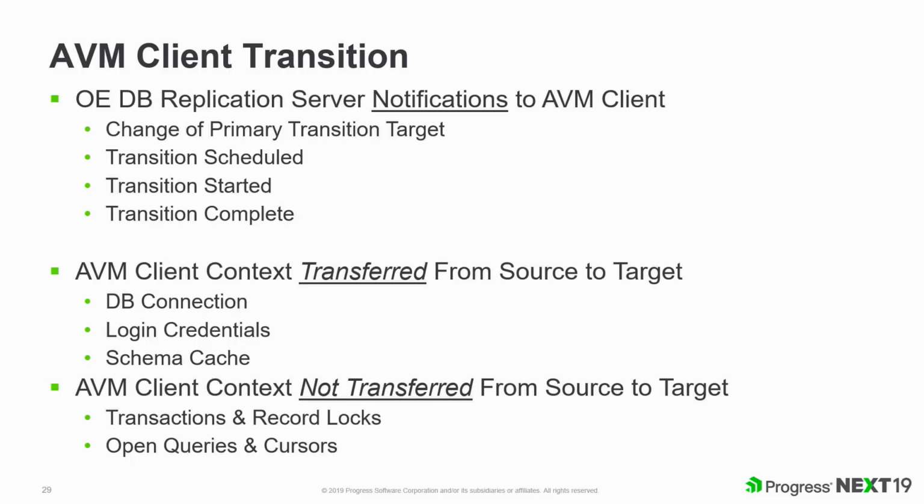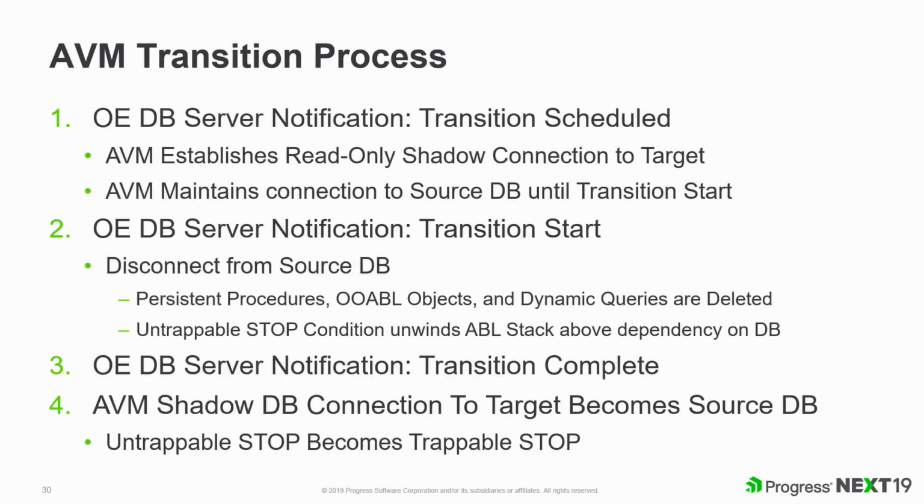The AVM client context, what will be transferred from the source to the target, is just the database connection, the login credentials, so it's login, and then it'll hold on to the schema cache because that'll be identical. It won't be able to transfer the transactions, record locks, open queries, and cursors. Those will have to be reestablished. Okay, but we're talking about doing that as quickly as restarting your application.